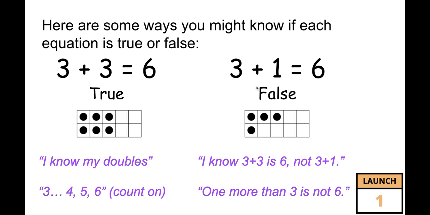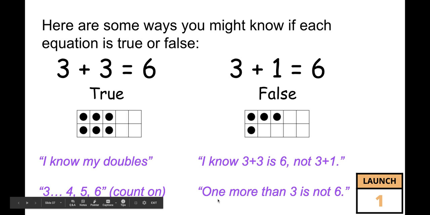Over here, we know 3 plus 1 is false. And we also used a visual to show our thinking. We know that there's 3 on top, and if you add 1 more, you don't get 6. What do you get? That's right, it's 4. And you can use the same counting on. You can count 3, and then 1 more makes 4. So we know 1 more than 3 is not 6, it is 4. So this equation is false.